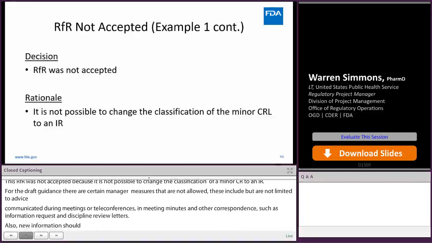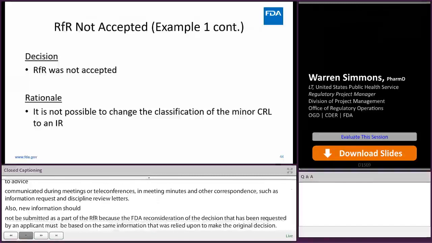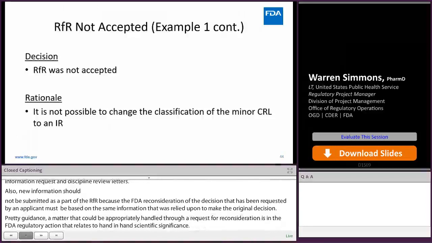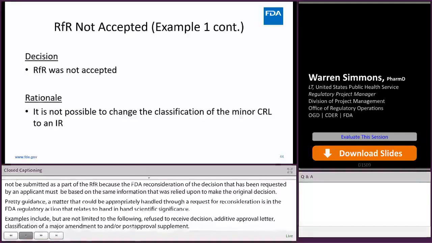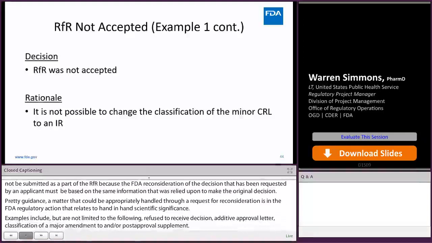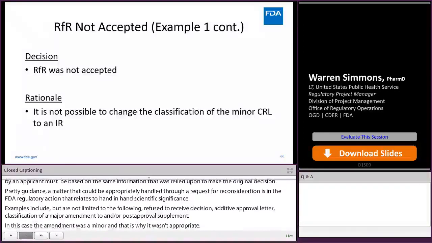Per the guidance, a matter that could be appropriately handled through a request for reconsideration is an FDA regulatory action that relates to an ANDA and has scientific significance. Examples include but are not limited to the following: refuse to receive decision, tentative approval letter, classification of a major amendment to an ANDA or post-approval supplement. So in this case, the amendment was a minor, which is why it wasn't appropriate. Classification of standard review status of an ANDA or post-approval supplement, and denial of a pre-ANDA meeting.